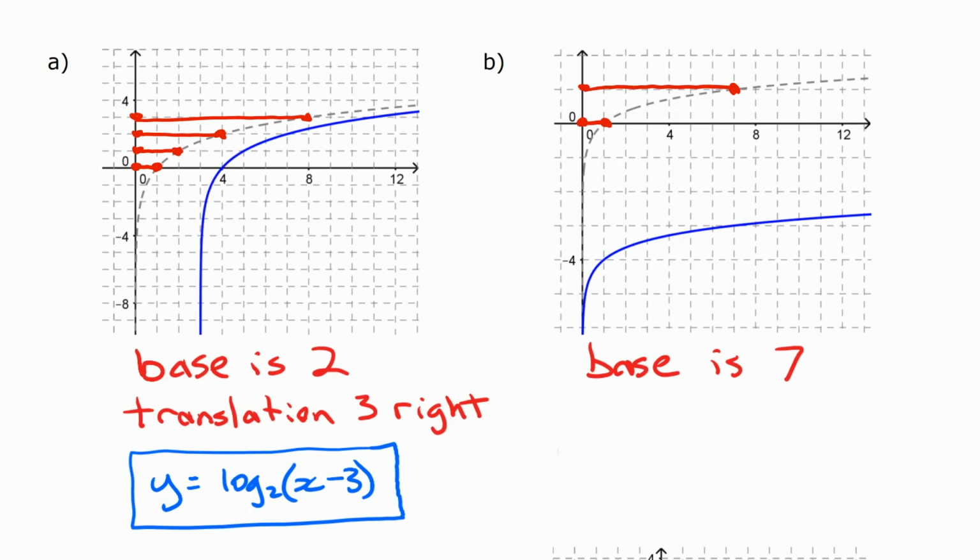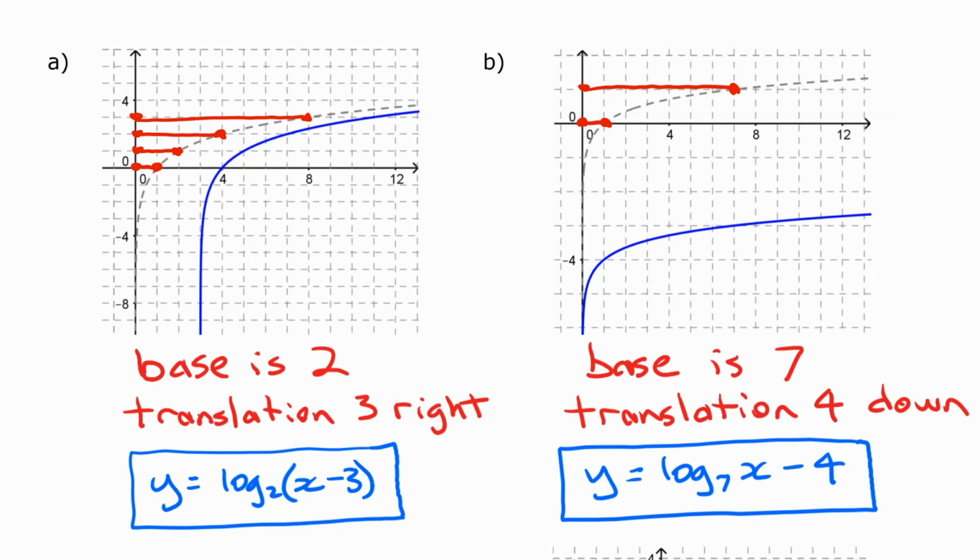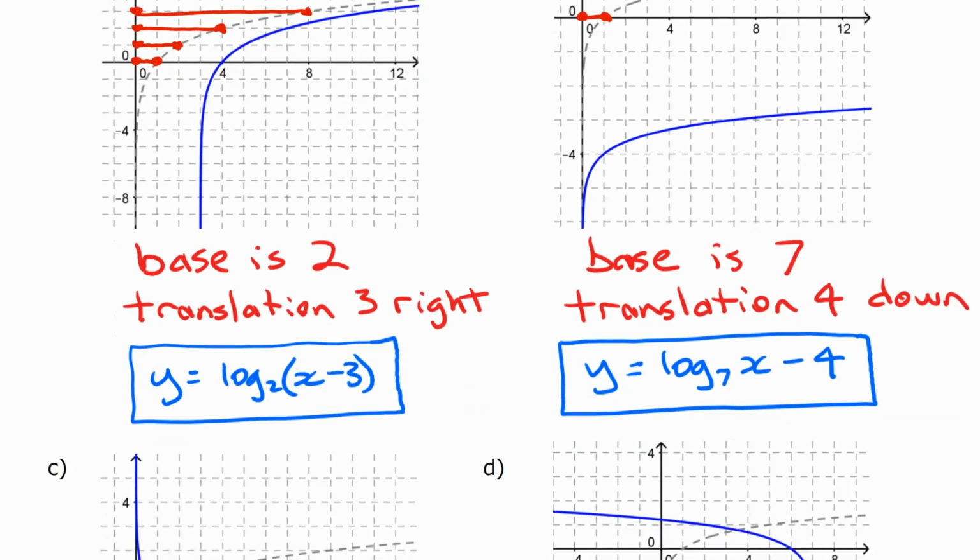And then we said we have our translation of 4 units down. So if we're going to write an equation for that, it is going to look like this. Y equals log base 7 of x minus 4. And again, this is not brackets like that, because that would be a horizontal shift. If you wanted to put brackets, you'd have to put them there, just to say for sure that it's log base 7 of x, and then the minus 4 is outside of that log function, which causes that vertical change. All right, let's look at 2 more.